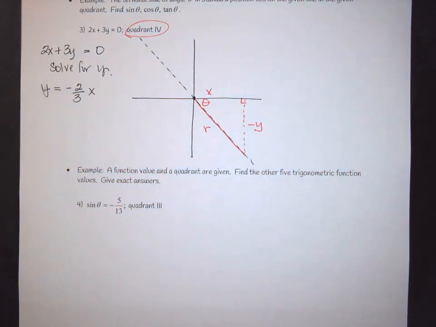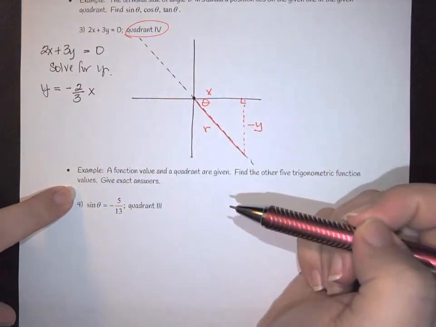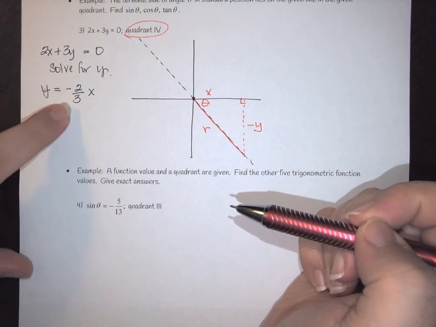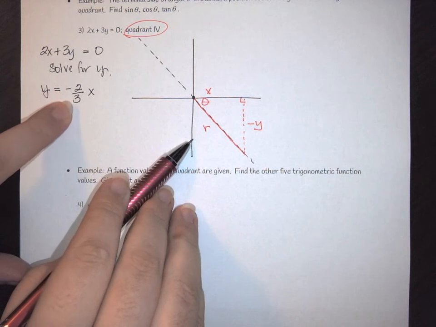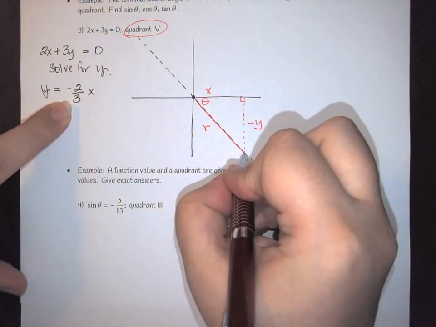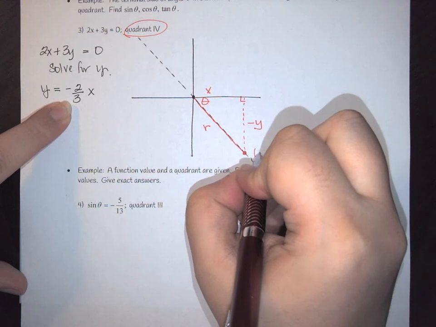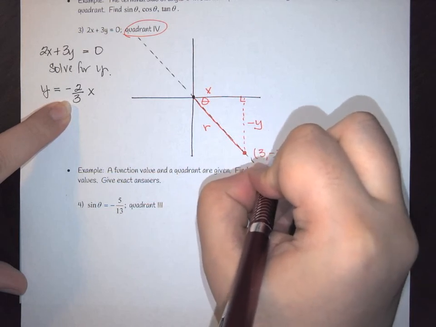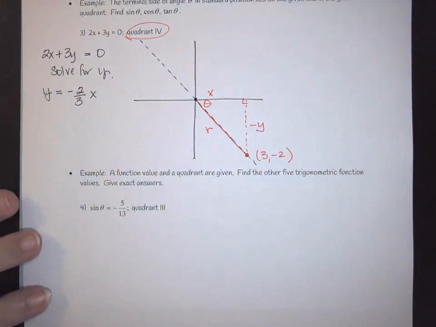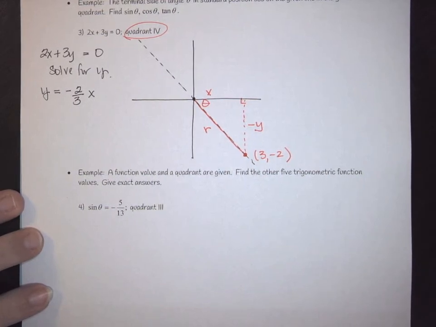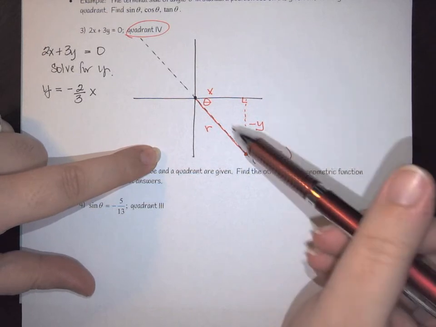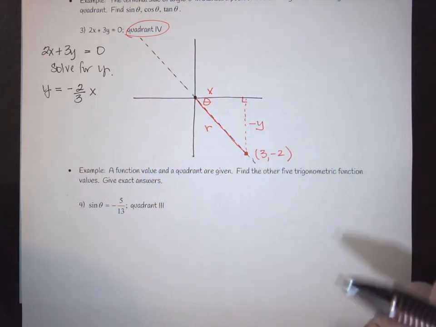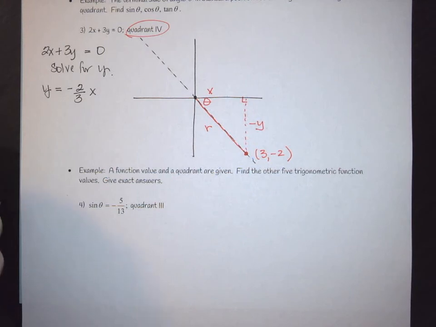Now, the other thing that we know is that we can actually tell what one of our points was based on that slope that we used. So if we started at the point 0, 0, the slope says we would go down 2, we would go over 3, which would put this, say, at the point 3, negative 2. And that's going to help us out a lot with trying to do our calculations. So in this problem, again, y is negative 2, x is 3, and then we need to find sine, cosine, and tangent.